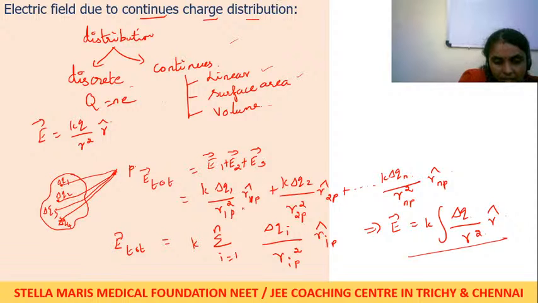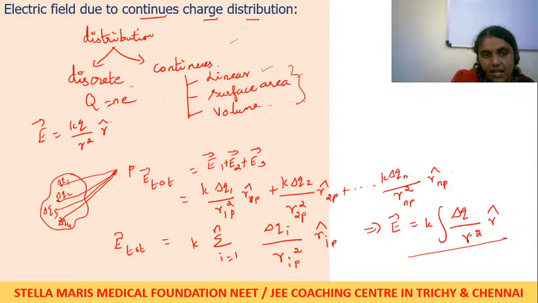So we take del q1, del q2, del q up to del qn. The electric field here will be equal to k integral of del q divided by r squared into r cap. We have already seen there are three types present here: linear, surface and volume. Did you understand up to this one?